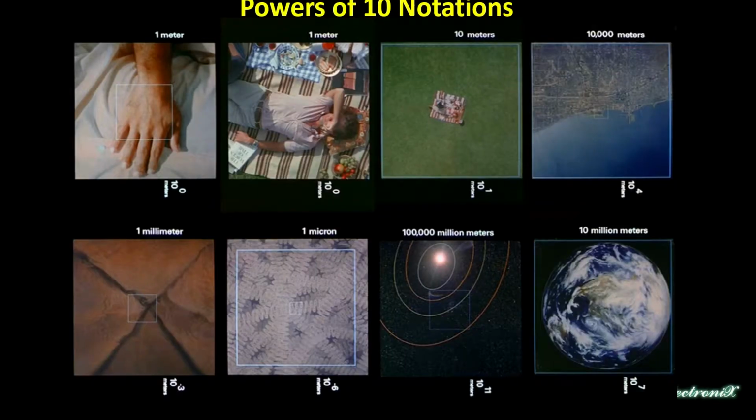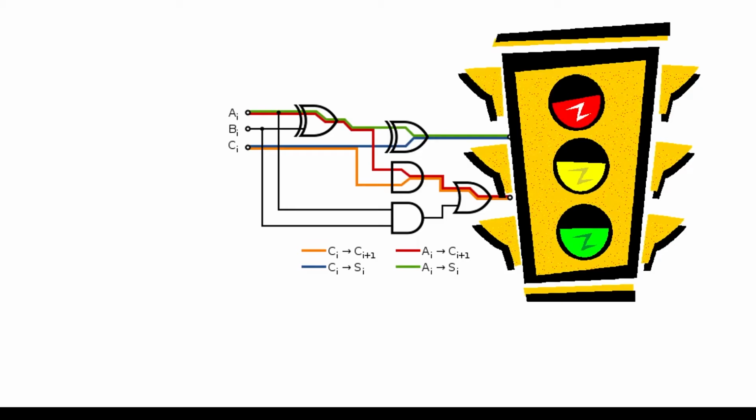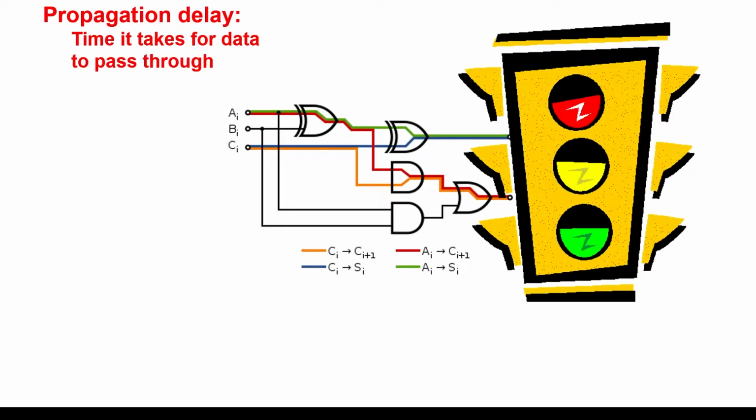Okay, to start out, we need to make sure that students understand what powers of 10 notation is, and so that's where we're going first. The first thing we need to define is something called propagation delay. Propagation delay is really the time it takes for data to pass through a component.